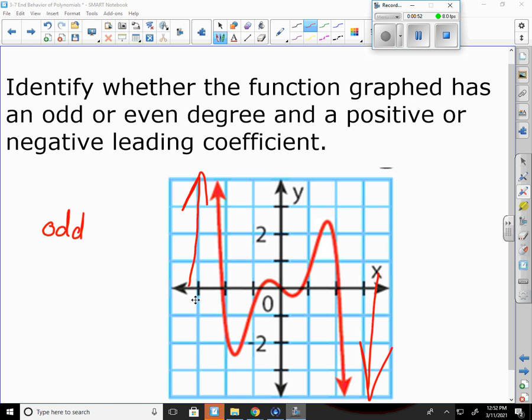In this case, it's also going to be a negative leading coefficient. It's going to be a negative leading coefficient simply because this is starting by going up. So it's going towards positive infinity as x approaches negative infinity. And as x approaches infinity, it goes to negative infinity. So that's going to make that a negative leading coefficient.